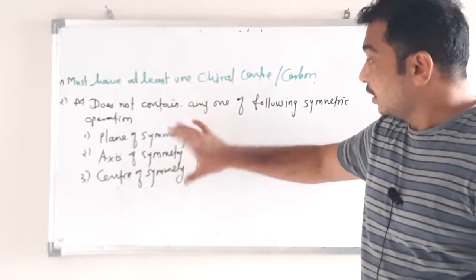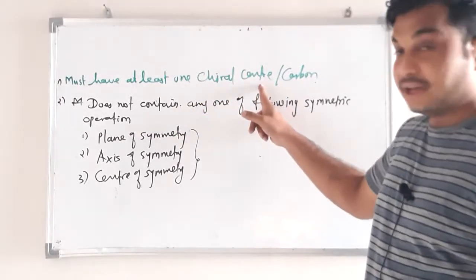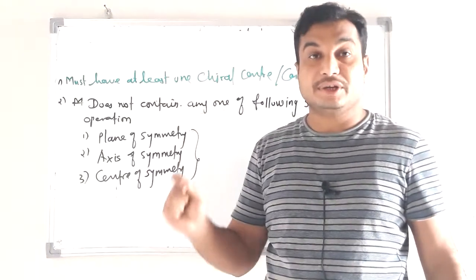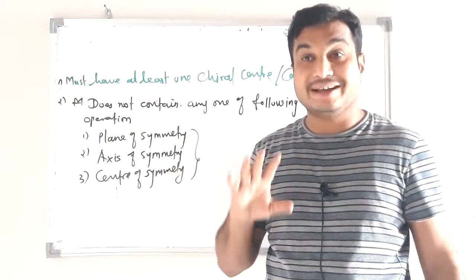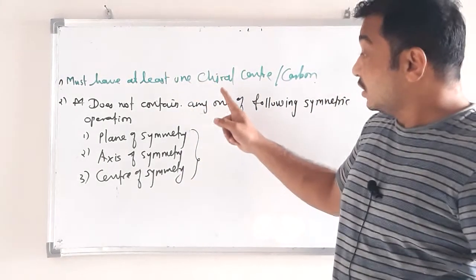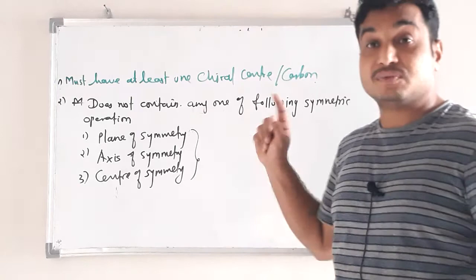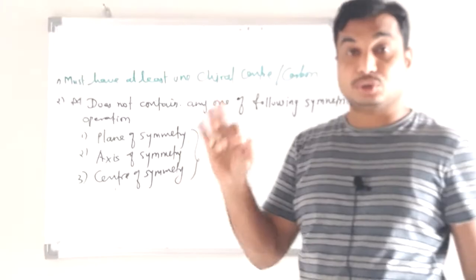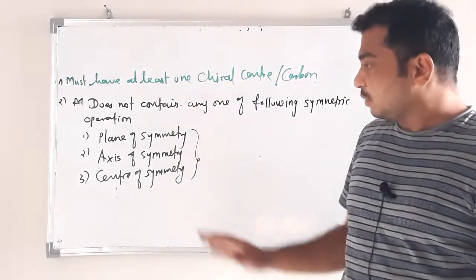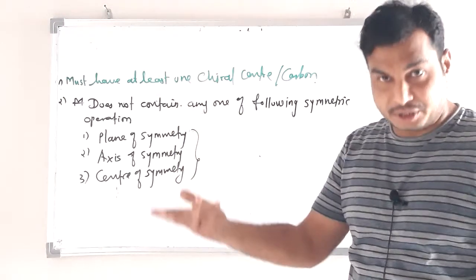If these are absent and a chiral center is there, then that molecule is said to be optically active, otherwise inactive. Always remember, this is the necessary and sufficient condition for the molecule to show optical activity. Okay, clear? I will explain what is symmetry operation, what is symmetry molecule.